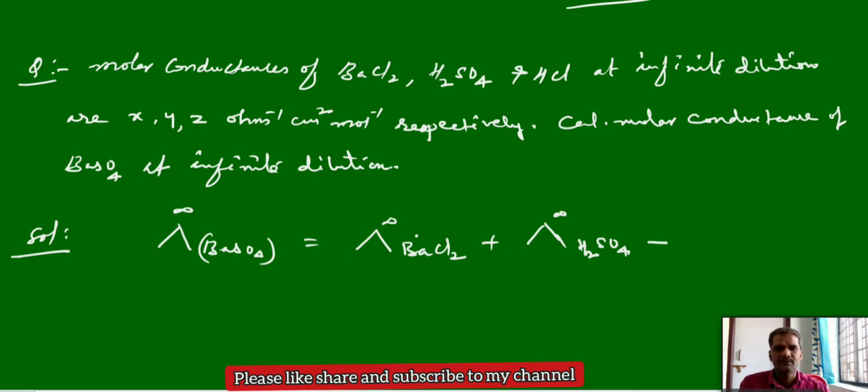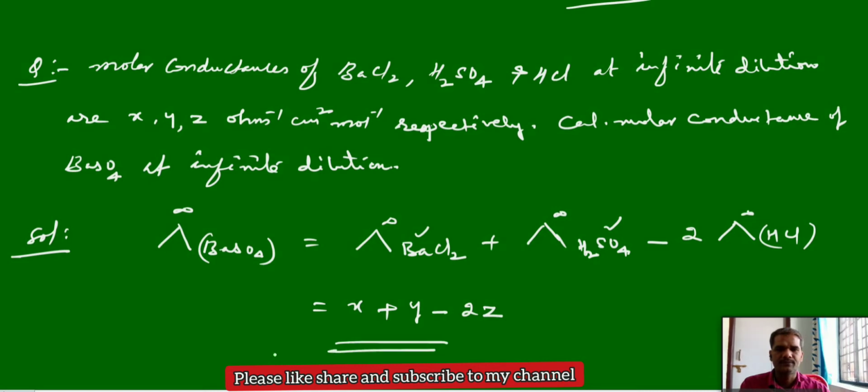So we require the barium and we require the sulfate. What extra is there? Two chlorides here and two H plus here. So we have to remove these two chloride and two H plus. So we remove twice the molar conductance of HCl: 2 times of hydrogen and 2 times of Cl minus. So these values are equal to the barium sulfate. Now barium chloride is X, this is Y, and this is minus 2Z. This is the overall barium sulfate molar conductance at infinite dilution.